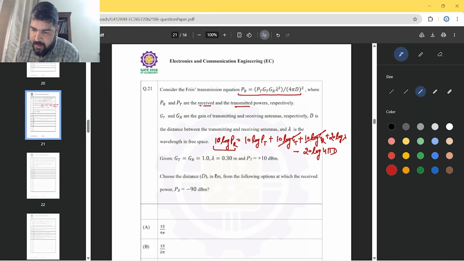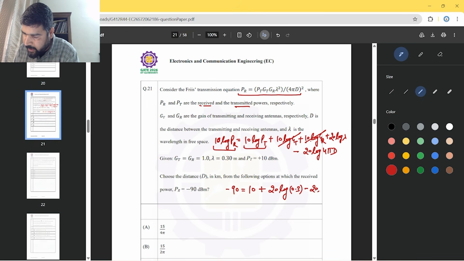10 log PR is given as minus 90, and this is given as 10 dB, plus 20 log lambda, where lambda is 0.3, and minus 20 log 4 pi d. So if you calculate d from here, I have already solved it for you, it will come out to be 3 into 10 raised to power 4 meter divided by 4 pi.